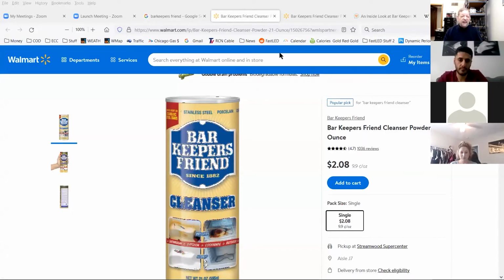How does that work? Well, what are the ingredients in Barkeeper's Friend?